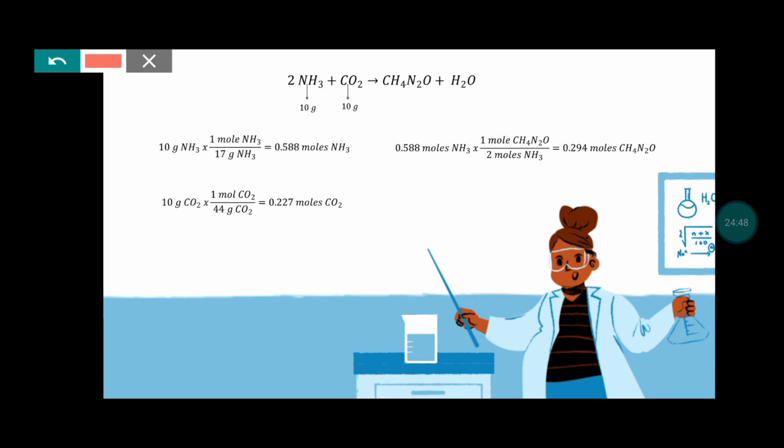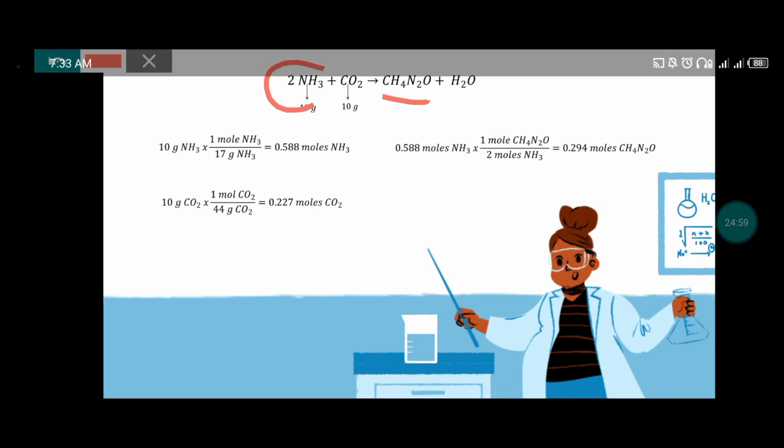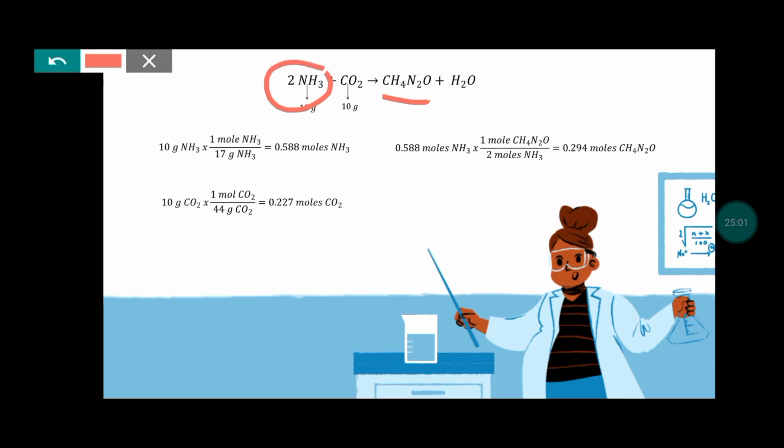Ayan. 1 mole of urea, kailangan natin ng 2 moles of ammonia. Kaya ito yung ratio natin. And ang maproproduce natin na urea is 0.294 moles.